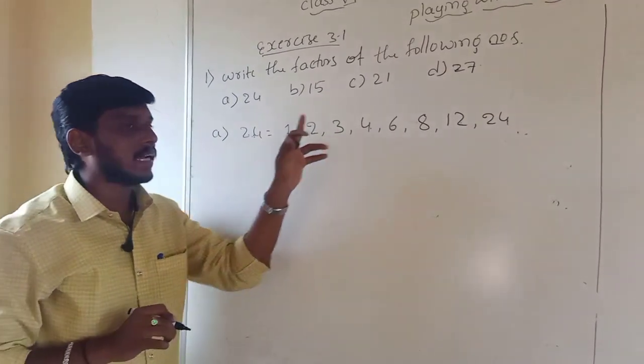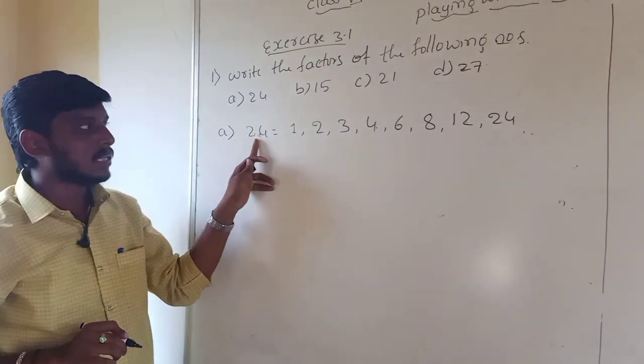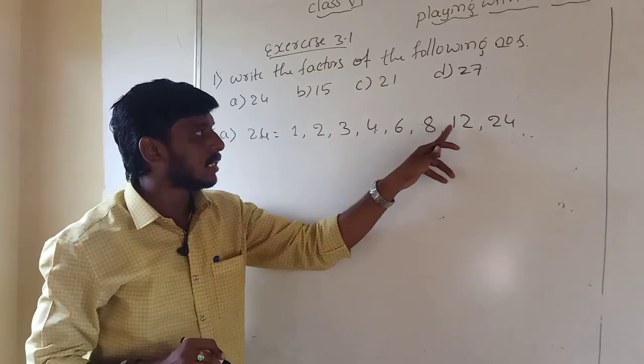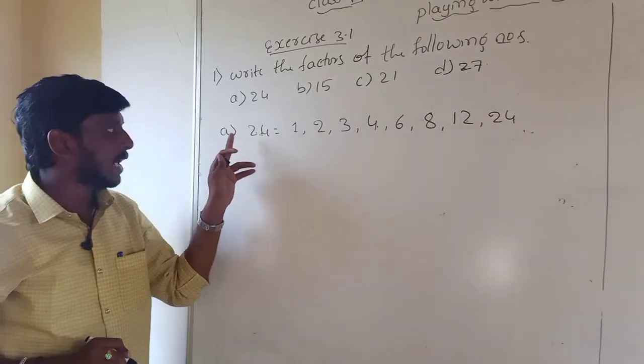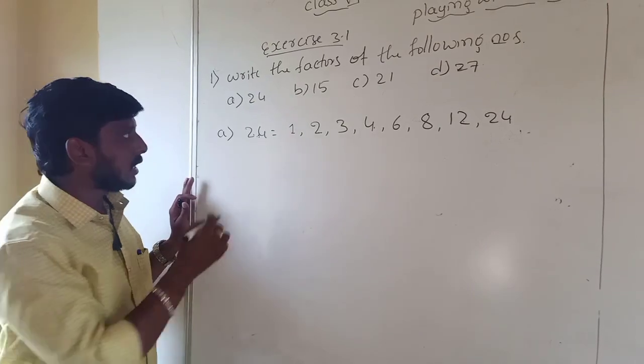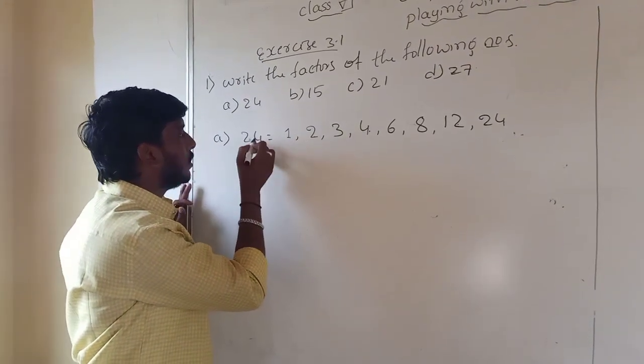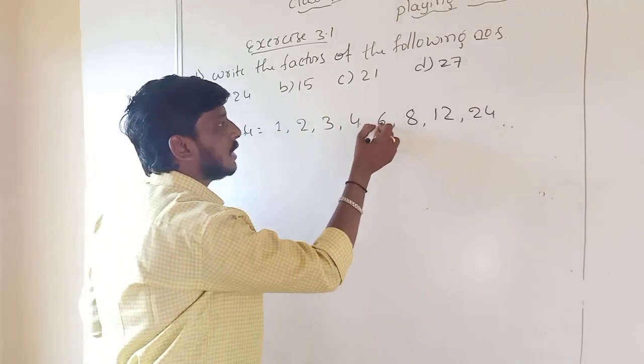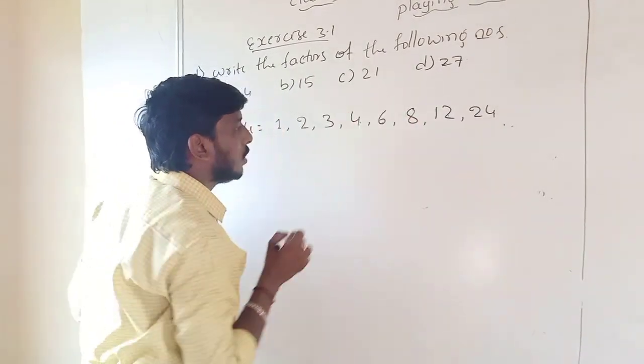So these are the factors. So 24 has how many factors? 1, 2, 3, 4, 5, 6, 7, 8. So it has 8 factors. See, you can cross verify. This 24 is divisible by 2, 3, 4, 6, 8, 12, 24.